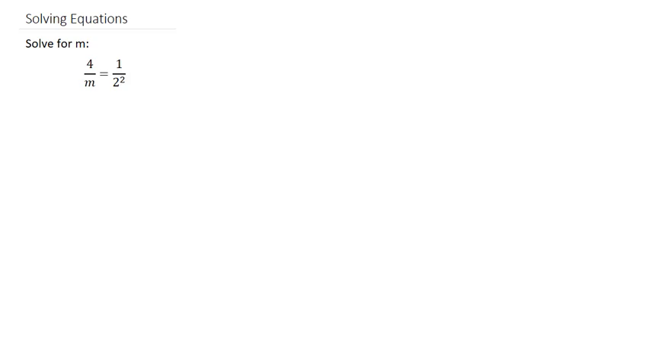Solving equations. Solve for m. 4 over m is equal to 1 over 2 raised to the second power. So for this, when we're solving, remember we add and subtract first, and then we will multiply and divide after we add and subtract.